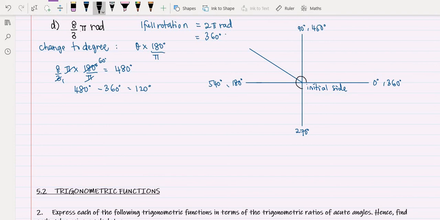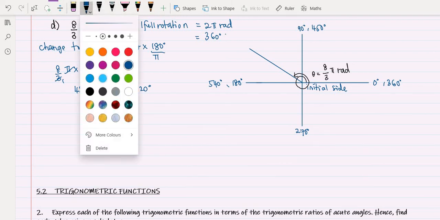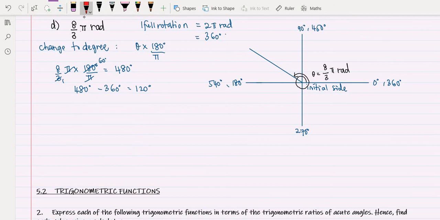We start at the initial side, and then it will go beyond one full rotation and stop at my terminal side. And here my theta is 480 degrees, or you can also label this as 8 over 3 pi radian. Since I need to label my basic angle, take note here, how do we find our basic angle? Alpha is 180 degrees minus 120 degrees, and that gives me 60 degrees.